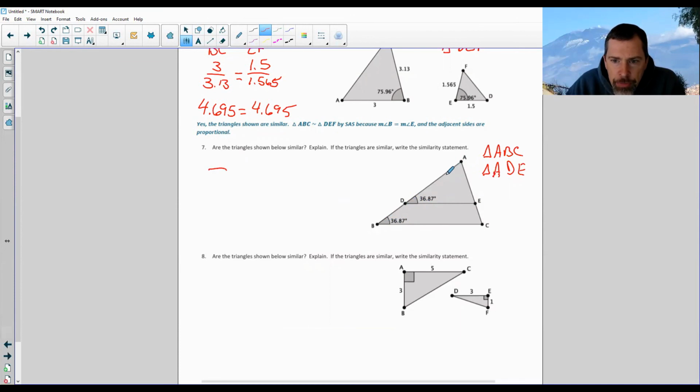So if I choose a side, let's see. First, what are we given here? We aren't given any side lengths. So let's not look at sides. We're given this angle is congruent to this angle. Okay, so what does that tell us? Well, I think we may have a side splitter here because if we have corresponding angles congruent, then the sides have to be parallel.